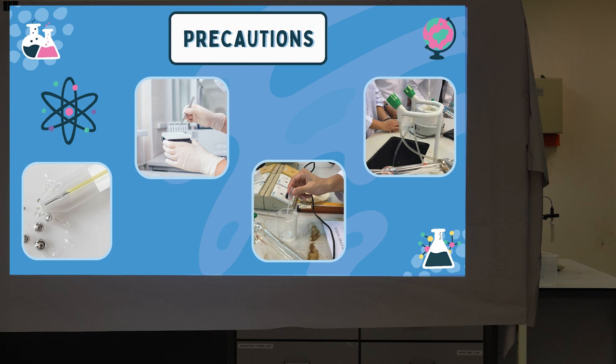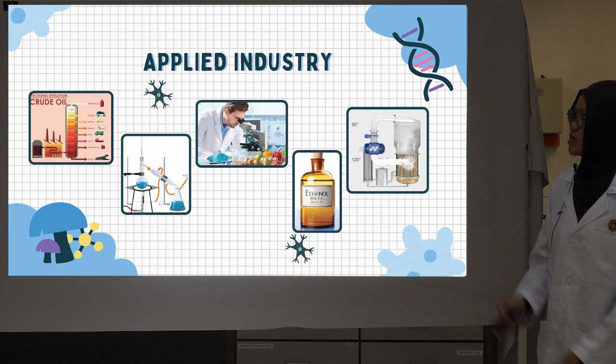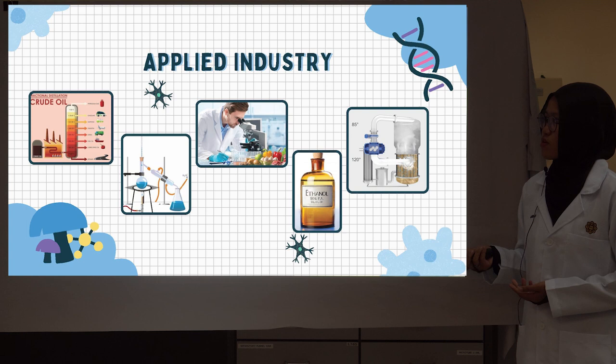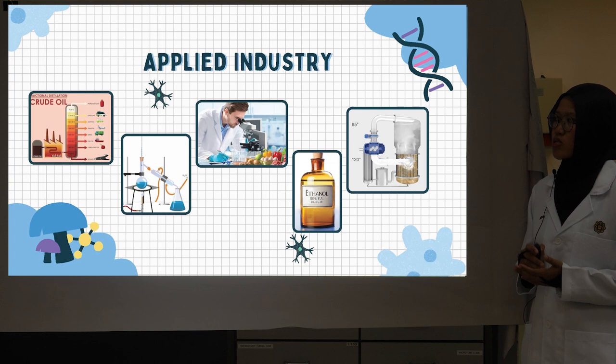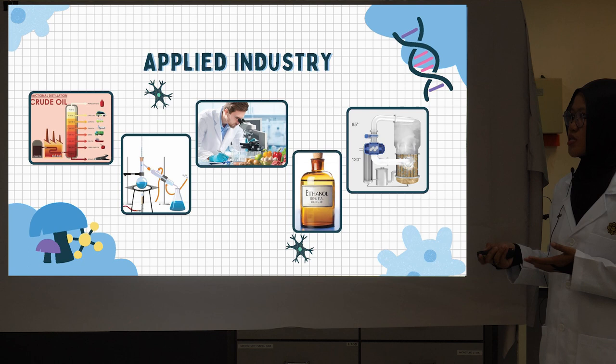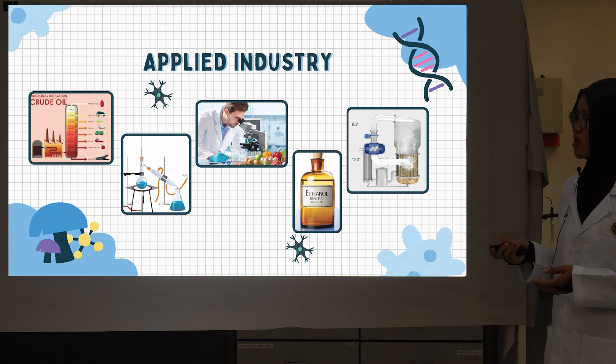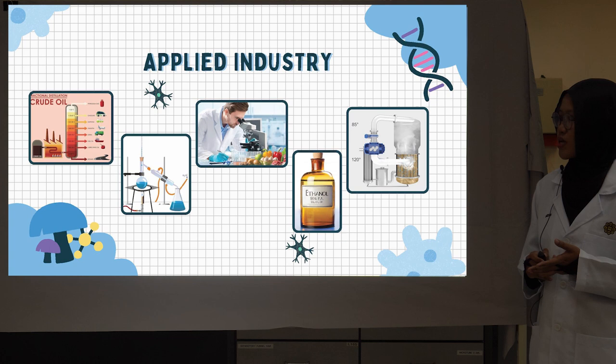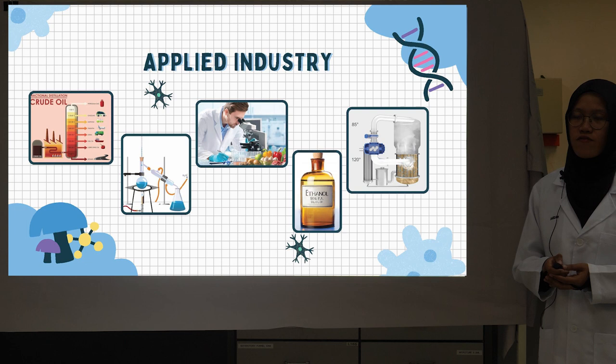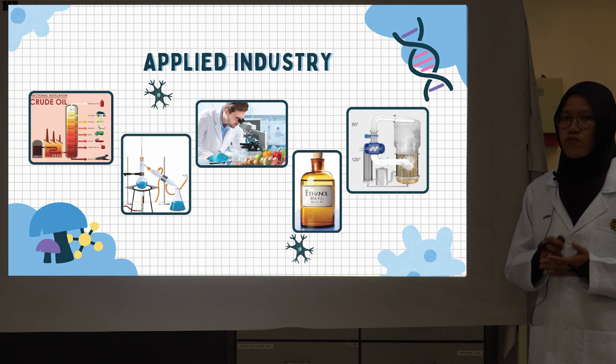Okay, next I will present about the application in industry. First of all, we have petroleum refinement, where the process of distillation takes place on the crude oil, where we distill the crude oil into separate components such as biofuel, diesel, gasoline, and kerosene. This process is called fractional distillation, where it takes advantage of the difference in boiling points of the hydrocarbons.